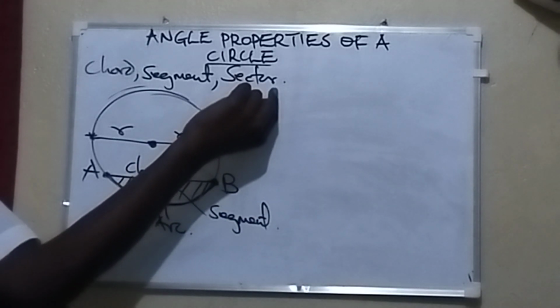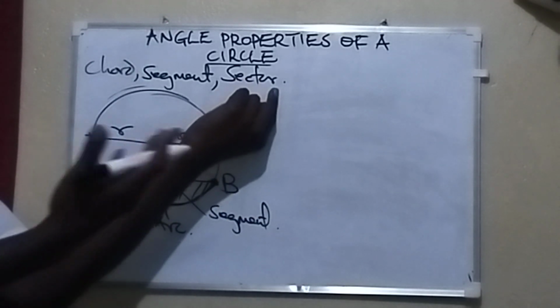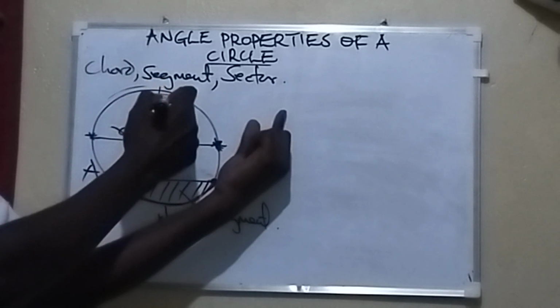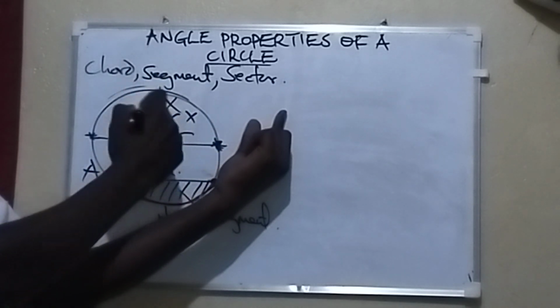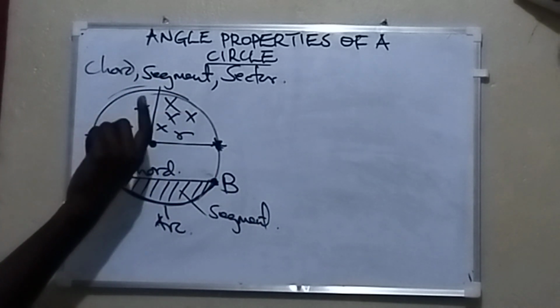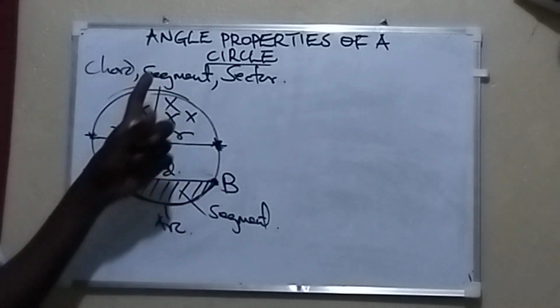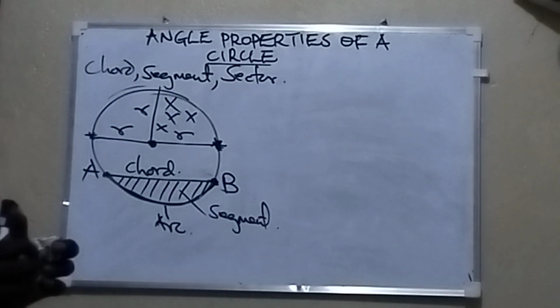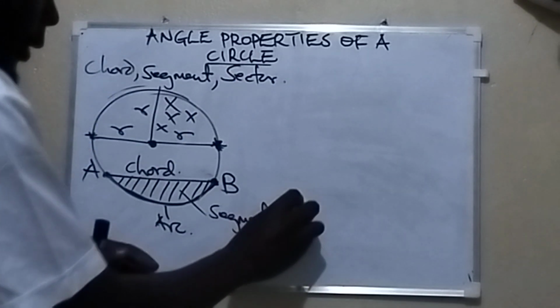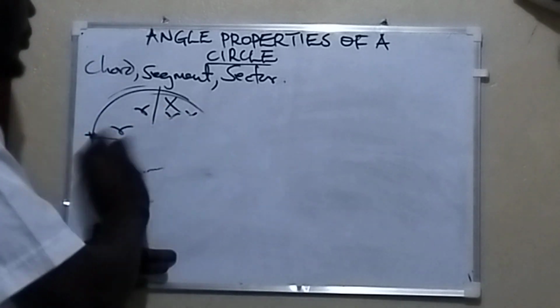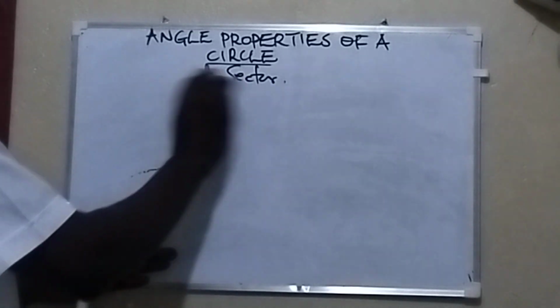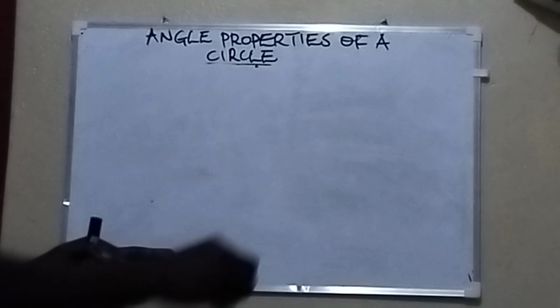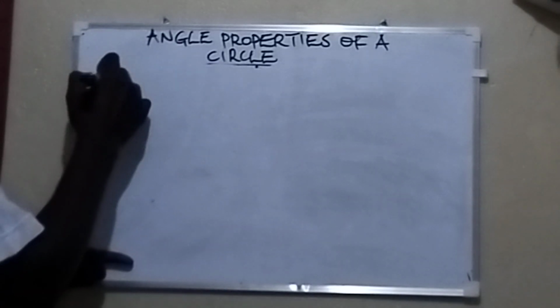Sector mainly we usually use when you have an area which is enclosed by 2 radii and an arc. Then we have a sector. So if you know this definition of terms, then it will be easy now to look at these properties. So we start with property number 1.